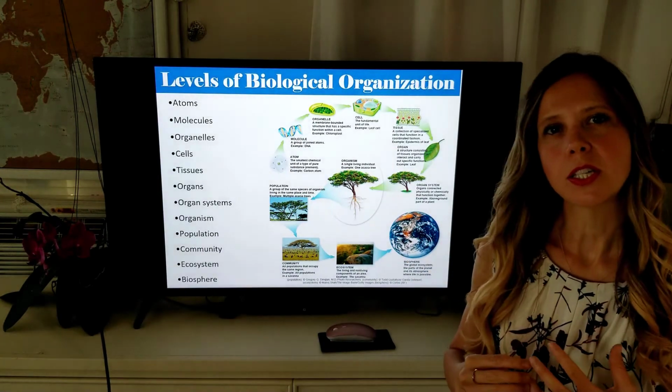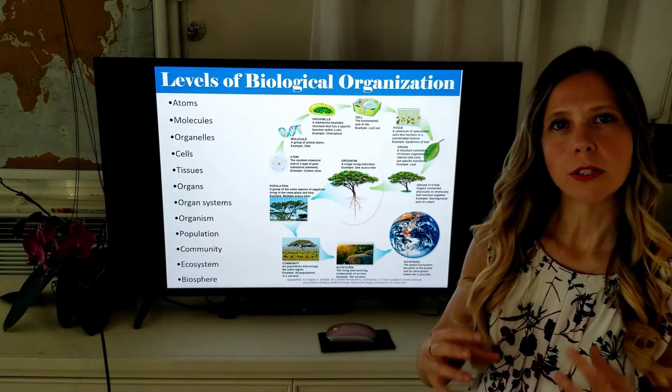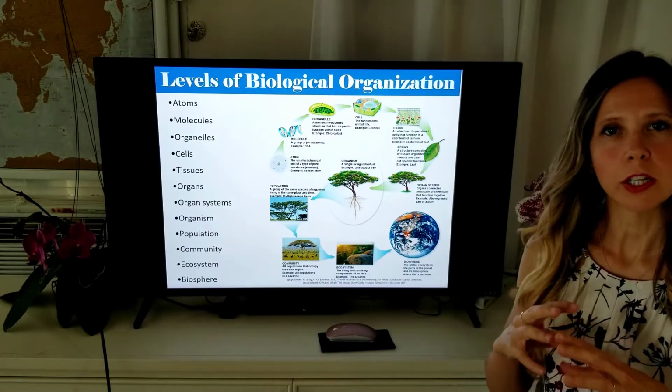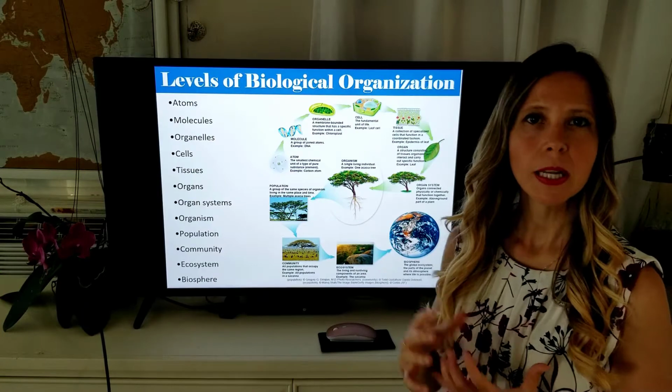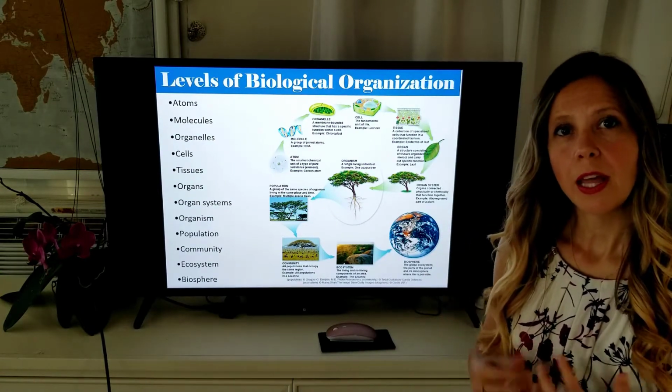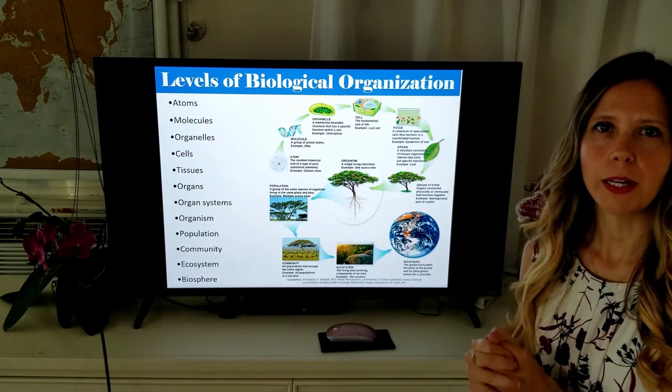Our next level of organization is going to be the population. So the population is where we have a group of individuals and they're the same species. They're going to be living in a shared environment. They're going to be interacting with one another and they're going to be breeding with one another.